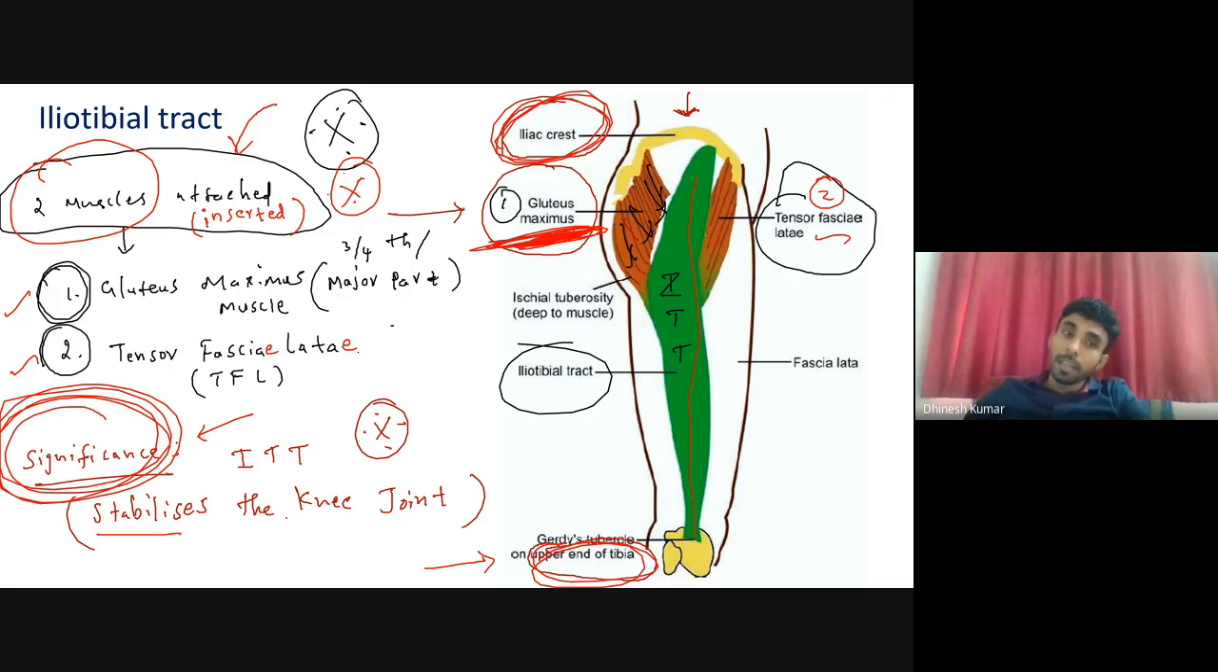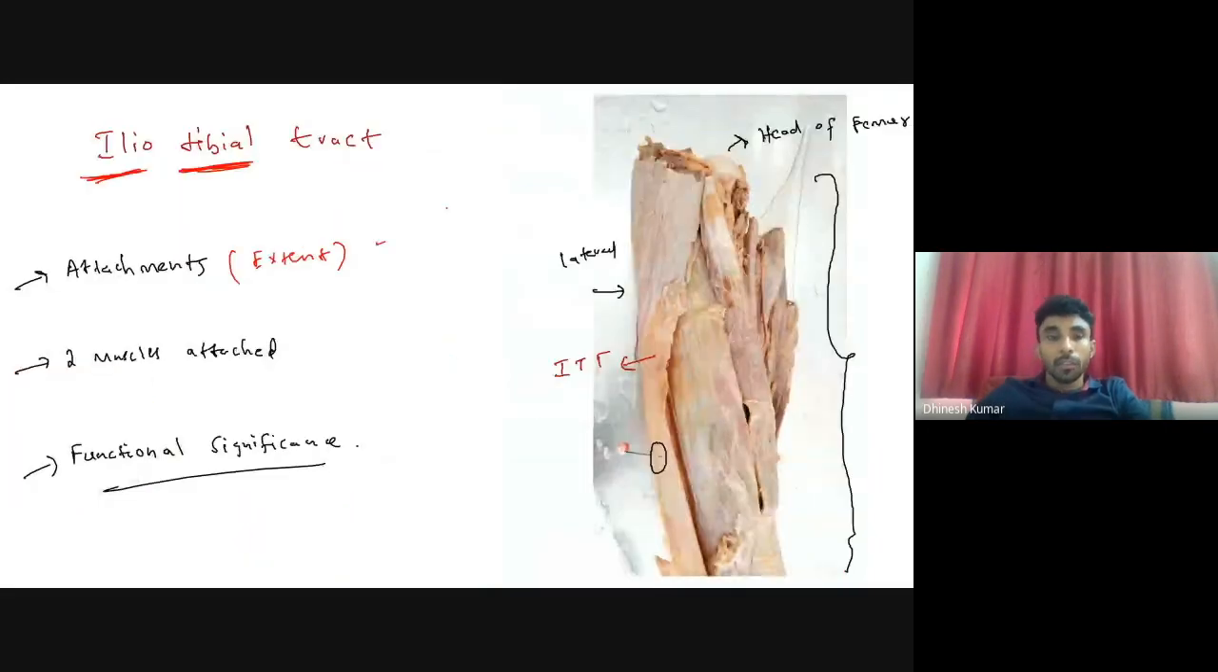And what is the functional significance of iliotibial tract? Yes, it stabilizes the knee joint. It is crossing the knee joint and finally gets inserted into upper end of tibia, isn't it? So it stabilizes the knee joint during extension as well as partial flexion of knee joint. At least remember it stabilizes the knee joint during extension as well as partial flexion. Fine. So this is about the subquestions for the iliotibial tract.